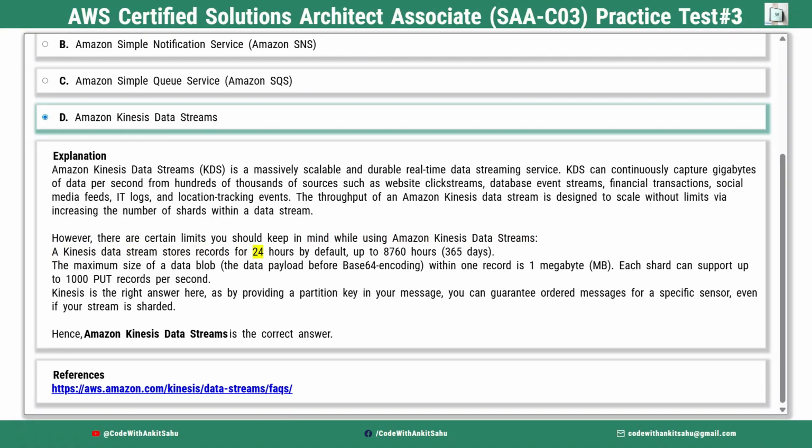A Kinesis data stream stores records for 24 hours by default, up to 8,760 hours, 365 days. The maximum size of a data blob, the data payload before base 64 encoding, within one record is 1 megabyte, MB. Each shard can support up to 1,000 put records per second. Kinesis is the right answer here, as by providing a partition key in your message, you can guarantee ordered messages for a specific sensor, even if your stream is sharded. Hence, Amazon Kinesis Data Streams is the correct answer. References.